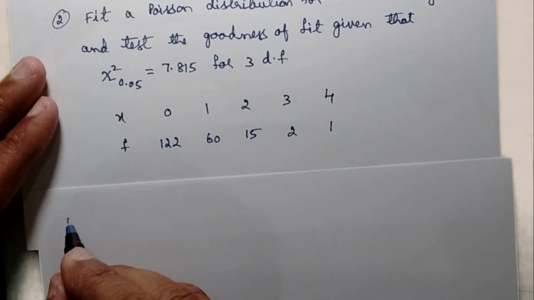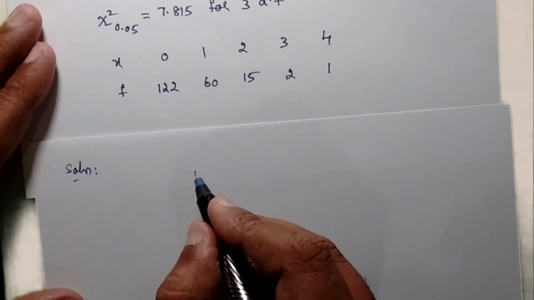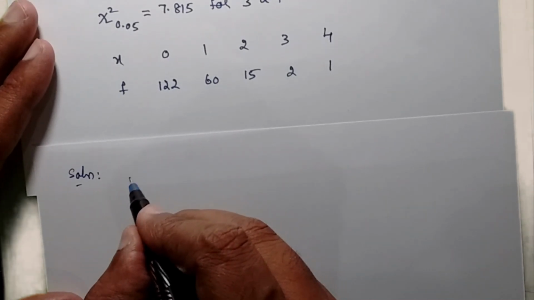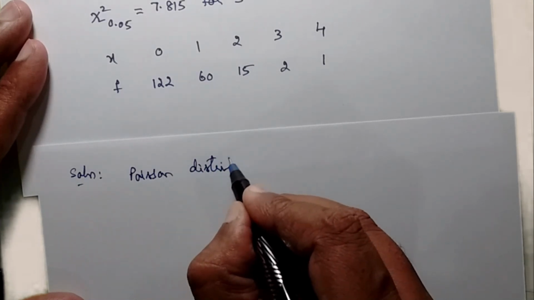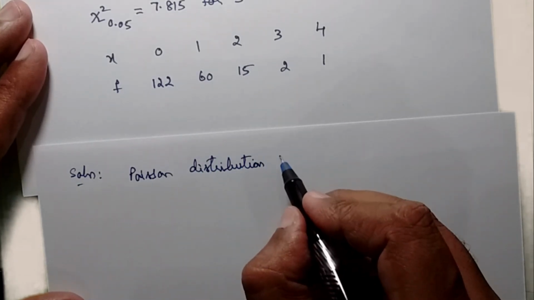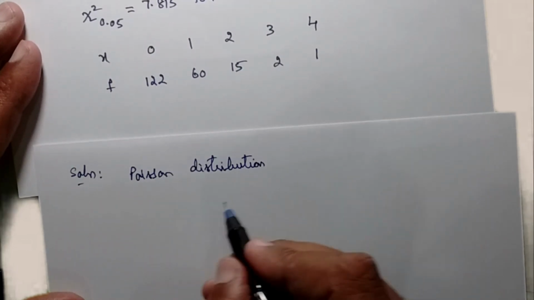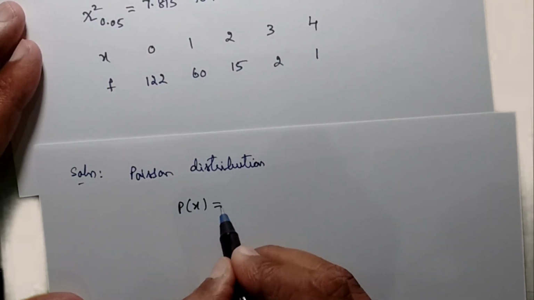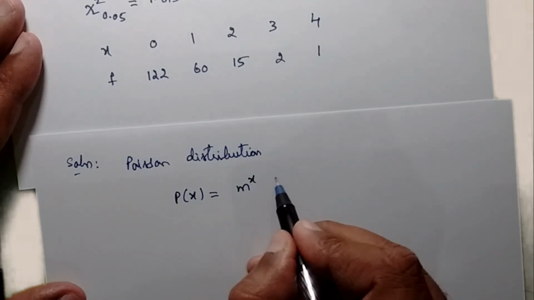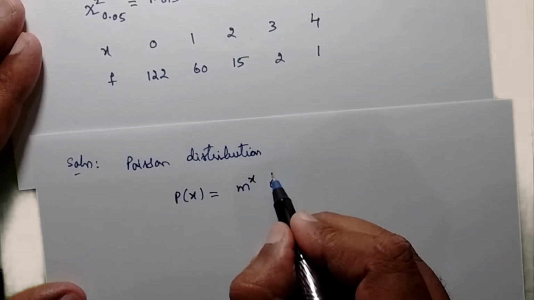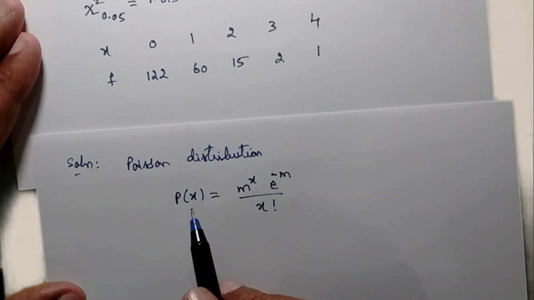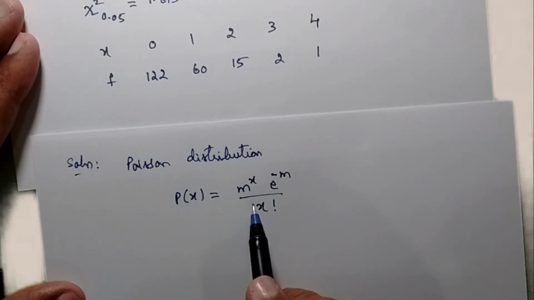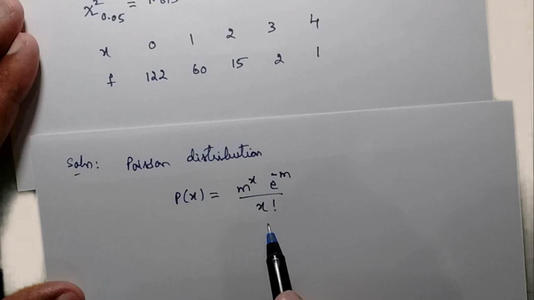So we know the Poisson distribution formula. So the Poisson distribution probability function can be written as P of x equals m power of x, e power of minus m, divided by x factorial. This is the Poisson distribution here. P of x is equal to m power of x e power of minus m divided by x factorial.